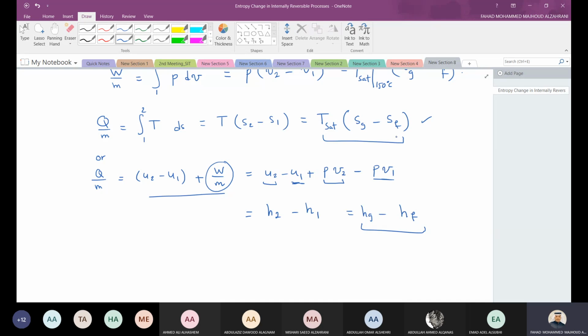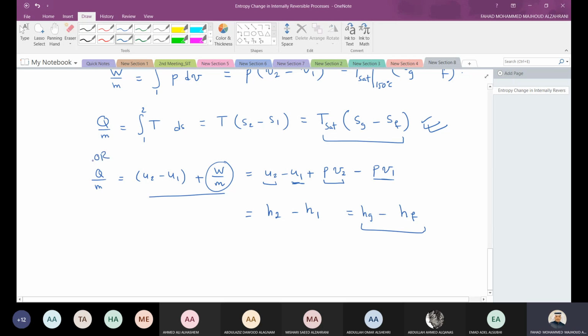Okay, and you can see this method is because we said this is an internally reversible process. We approximated it as an internally reversible process, and if you actually do it, you will see that it gives a similar result, because in some thermodynamics problems we can approximate it as an internally reversible process.